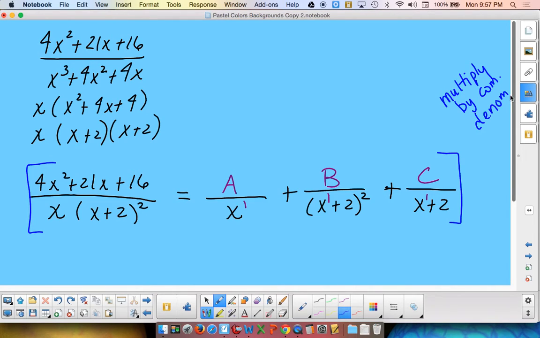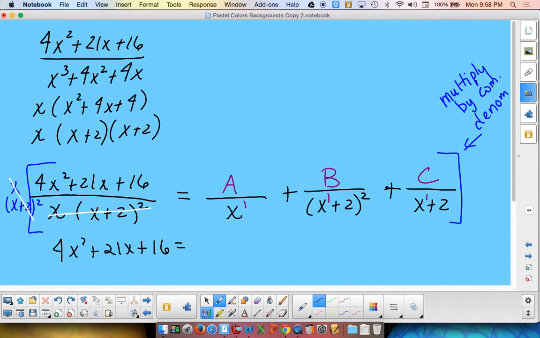To get rid of my fractions. But what is that common denominator I'm going to multiply by? Is it going to be x plus 2 squared, and x plus 2 to the first? The answer is no. It's always the original denominator, this baby right here. Always the original common denominator is what you multiply by without fail. So I'm multiplying by x and x plus 2 squared, which is, of course, going, as always, to cancel the original fraction. Always. So I will be left with 4x squared plus 21x plus 16.